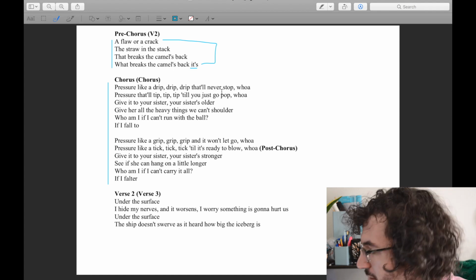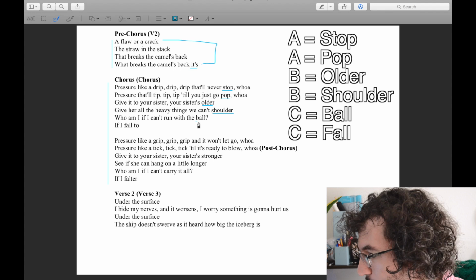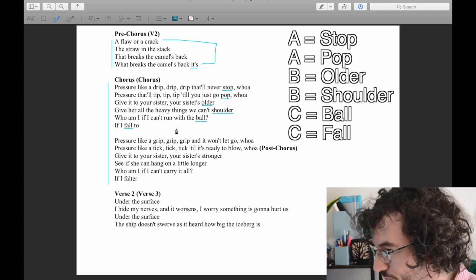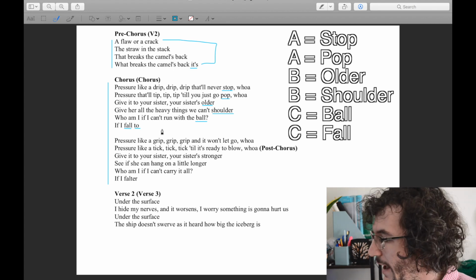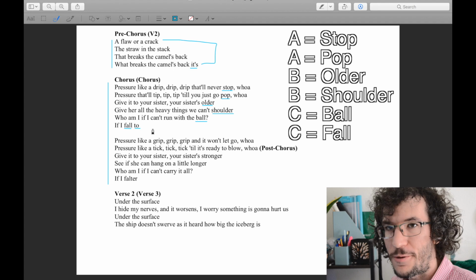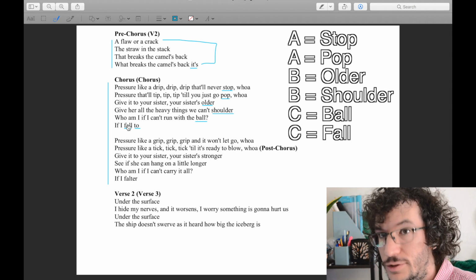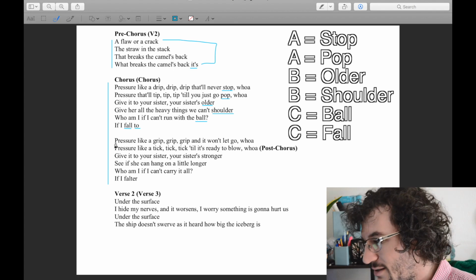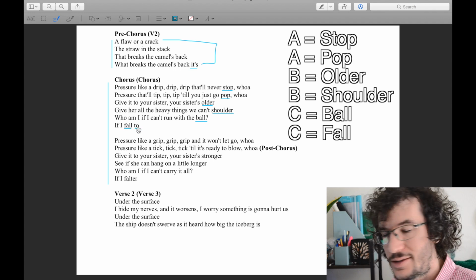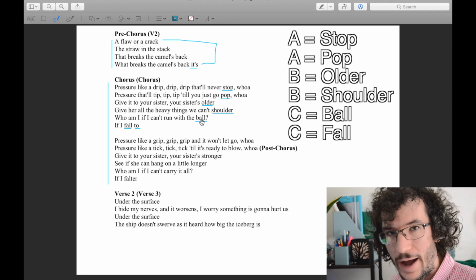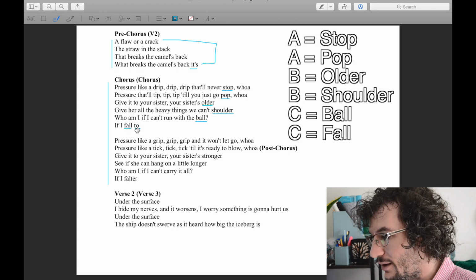So let's look at our rhymes first. We have stop and pop, that's easy, AA, older and shoulder, BB, and then we have ball and fall, okay, CC. Now, once again, I think that this "to" here at the end is not what we're end rhyming. And this really is helped by the music, right? Who am I if I can't run with the ball? If I fall to pressure, right? It's that "to" belongs to the next part of the chorus. It's not really what we're end rhyming. We have a longer note on "fall," so that's what's being emphasized, right? And of course, since we're expecting that rhyme, that's what we're listening for, and it sounds like the line end is within the pickup being the word "to."